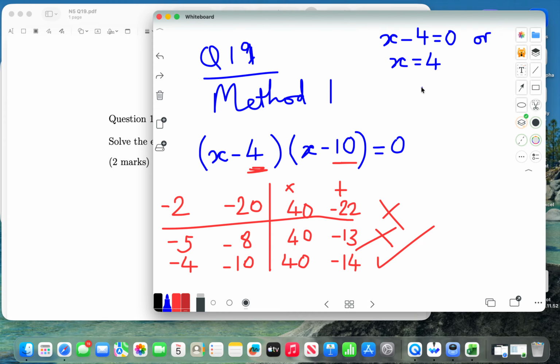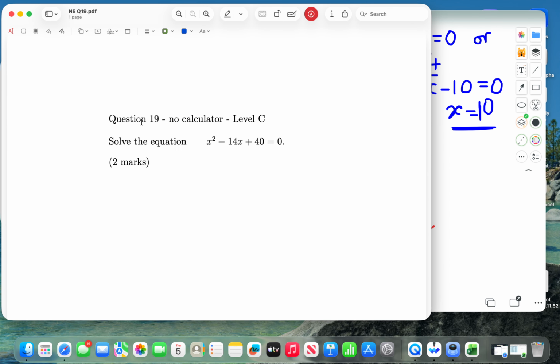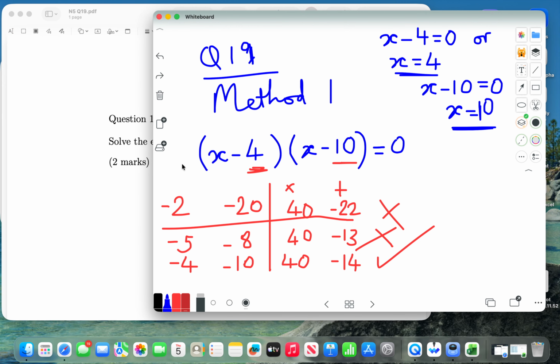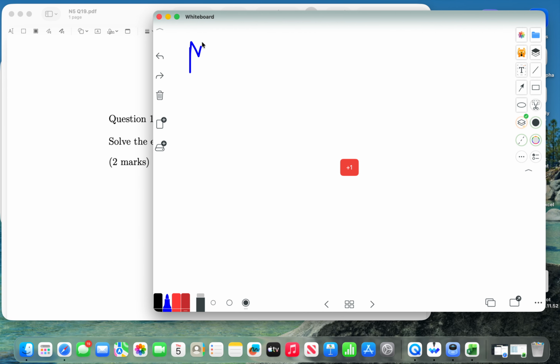Or alternatively, x minus 10 equals 0, so x is 10. And these are the solutions to the equation. We can use the quadratic formula, as I said at the start. This will be method 2.